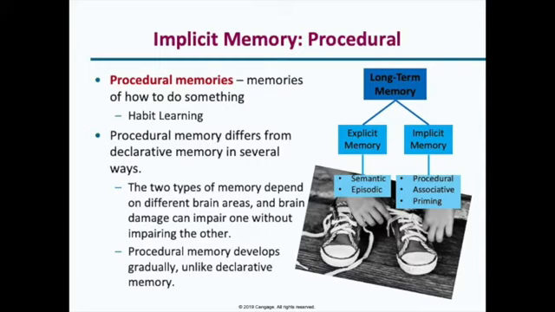But can you state that knowledge explicitly? For example, which letter is directly to the right of the letter C? Which letter is directly to the left of the letter P? Procedural memory, or habit learning, differs from explicit memory in several ways. First, the two types of memory depend on different brain areas, and brain damage can impair one without impairing the other. Second, procedural memory or habit learning develops gradually, whereas you often form an explicit memory all at once.